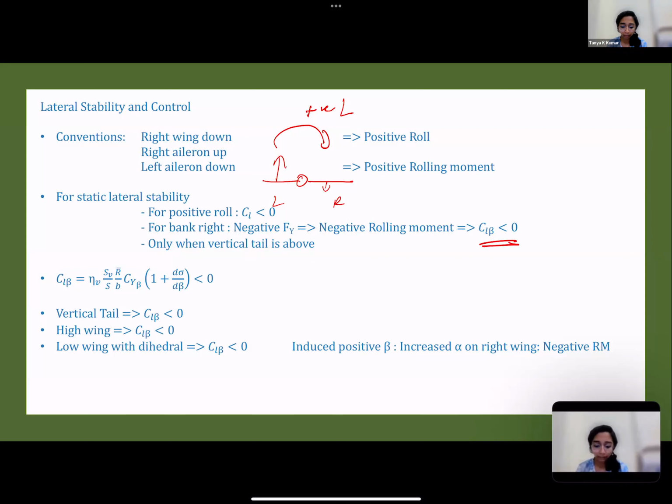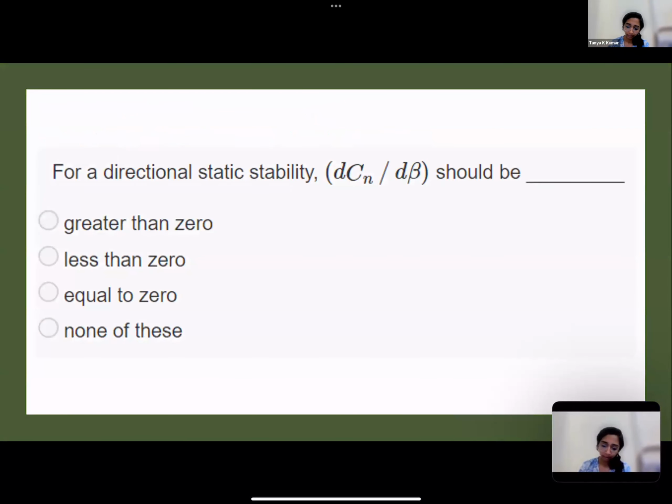Now the components that produce this stability are the vertical tail, when the vertical tail is above, the high wing configuration, and low wing with dihedral. Okay. Let's look at a few questions. For directional static stability, we just discussed this. Cn beta should be greater than 0, less than 0, equal to 0, none of these. We just discussed this. If it encounters a positive beta, to restore its stability, what we need is a positive n, that is yawing moment.